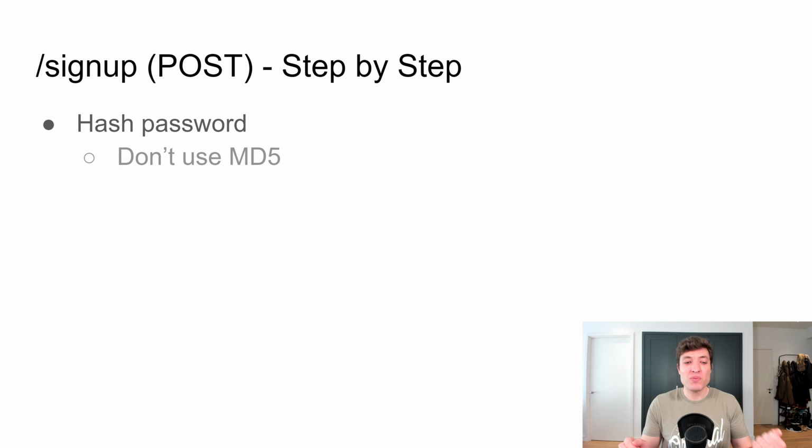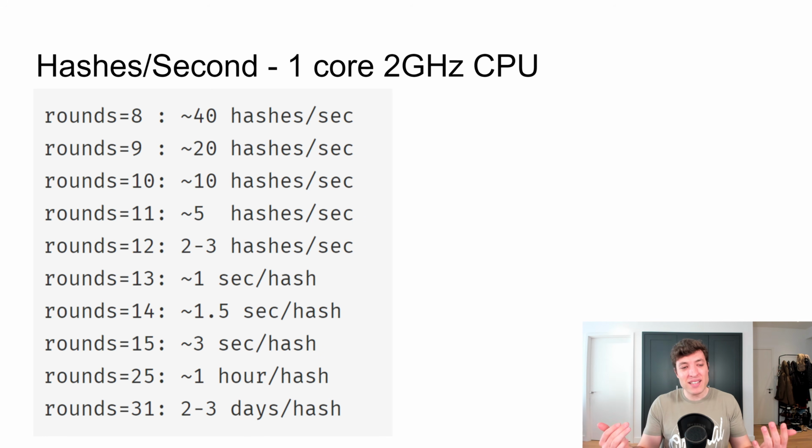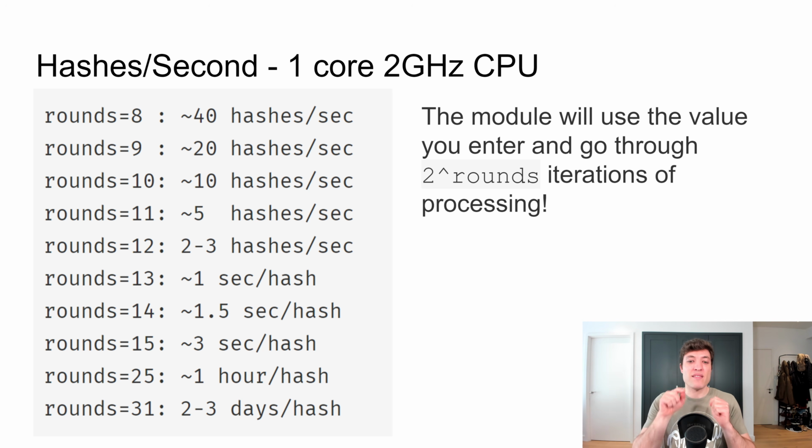So the sign up will be an API endpoint using the method post, okay? And the first step we do there is when we receive the password, we will hash that password. That password shouldn't be hashed with MD5. We should use something like bcrypt. And from the documentation, you can see that bcrypt will adapt with time and become slower if we increase the number of rounds, okay? So as an example here, these are the number of rounds used in a 2 GHz CPU with bcrypt, okay?